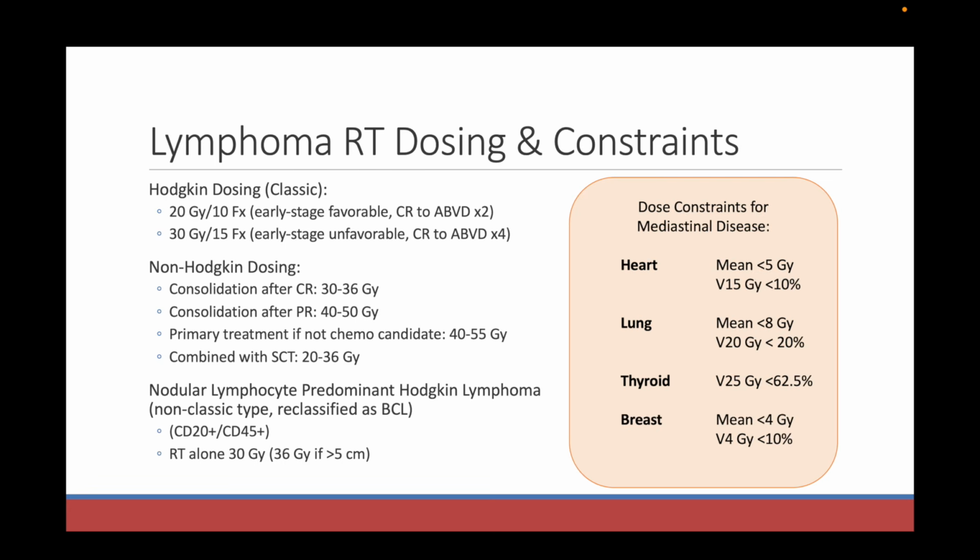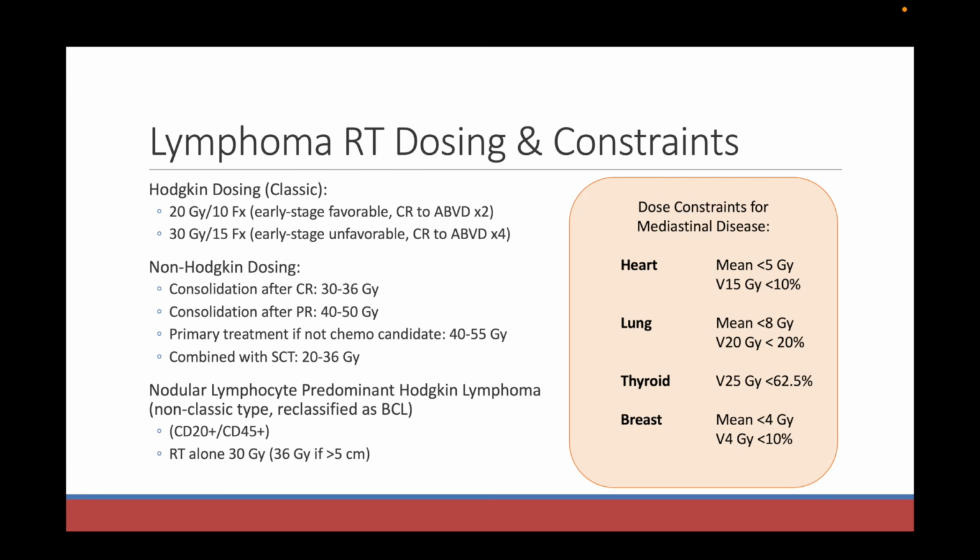Non-Hodgkin lymphoma dosing, if we're really just doing consolidative radiation after a complete response, it's 30 to 36 gray. If it's a partial response, then it's 40 to 50 gray. And if they are not a candidate for chemotherapy, then we treat them to much higher doses of 40 to 55 gray. And if we're giving radiation combined with a stem cell transplant, then we can give lower doses of 20 to 36 gray.